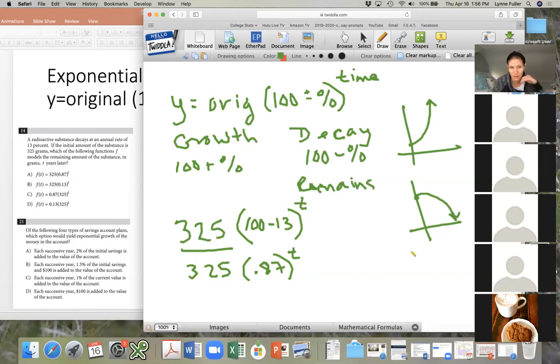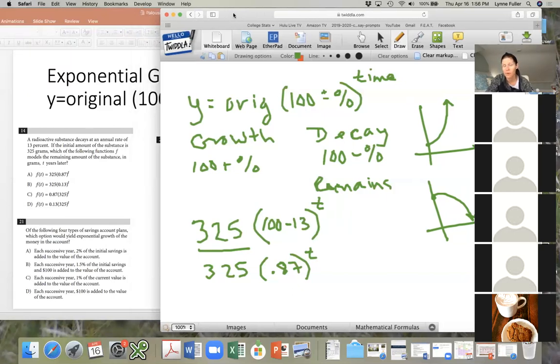Each successive year, 1% of current value. So if you start at 100 and then you go to 1,000, then you go to 10,000, then you go to 100,000, 1% of that grows exponentially. And each successive year, $100 is added to the account? No way, Jose. So C is our answer for number 21.